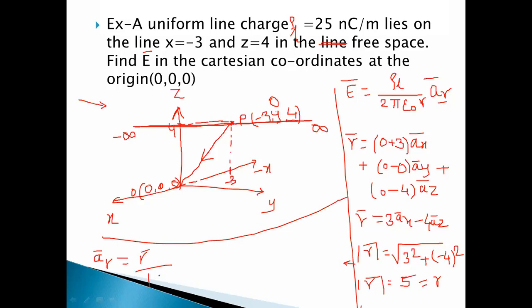Just put all these values and find first a bar r, then put rho L equal to 25 nanocoulomb, and 2 pi epsilon 0 equal to 8.854 into 10 raised to minus 12. Put all the values and find the answer, and immediately tell me the answer. Everyone solve this.